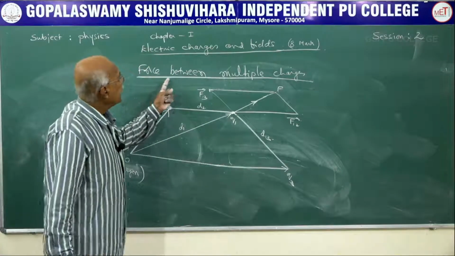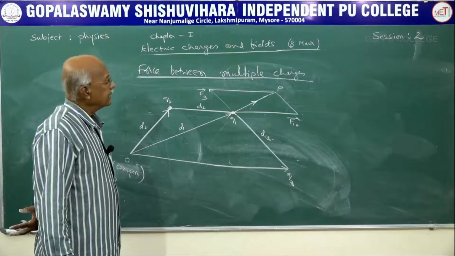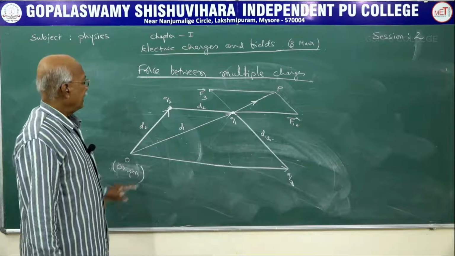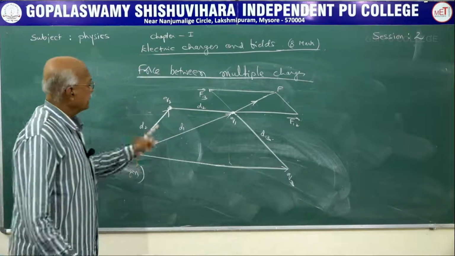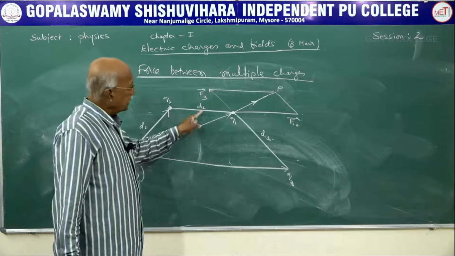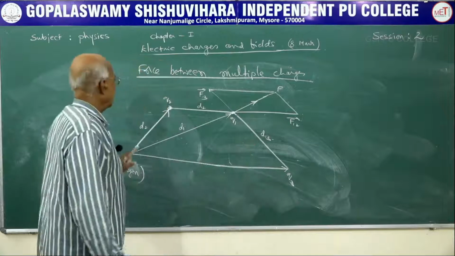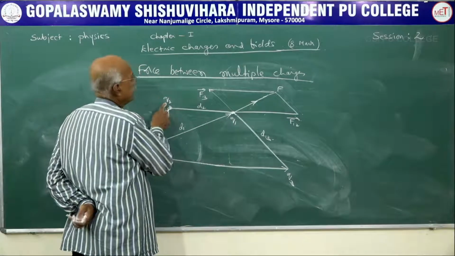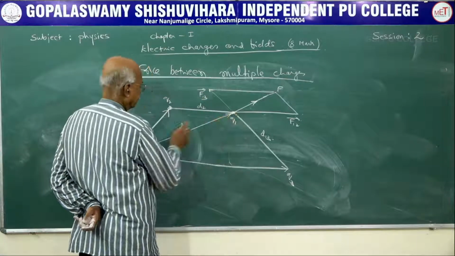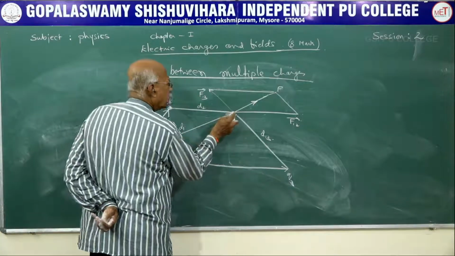Now we will calculate force between multiple charges. So here we will consider that three charges are available. Q1, Q2, Q3 are the charges available. The distance between Q1 and Q2 is D12. The distance between Q1 and Q3 is D13. Now consider the case wherein the charge Q2 is exerting a force on Q1.